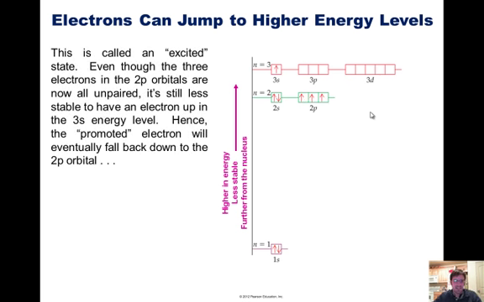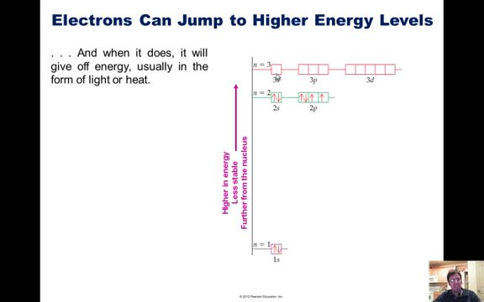Okay. So this circumstance where one of the electrons has been promoted to a higher energy level is called an excited state. Even though the 3 electrons in the 2p orbitals are now all unpaired, it's still less energetically favorable, less stable to have one electron up here in this higher energy 3s level. Hence, the promoted electron up here in the 3s orbital will eventually fall back down to the 2p orbital. And when it does, it will give off energy, usually in the form of heat or light.